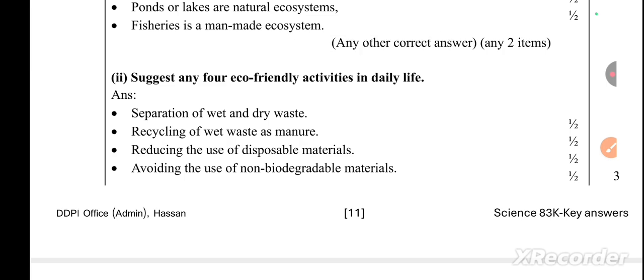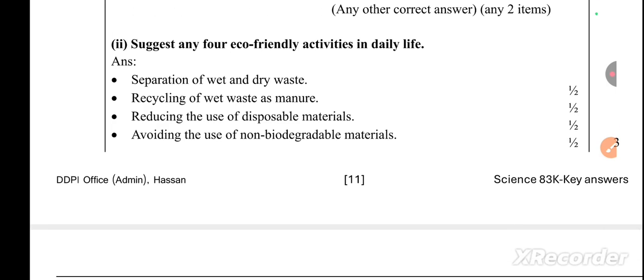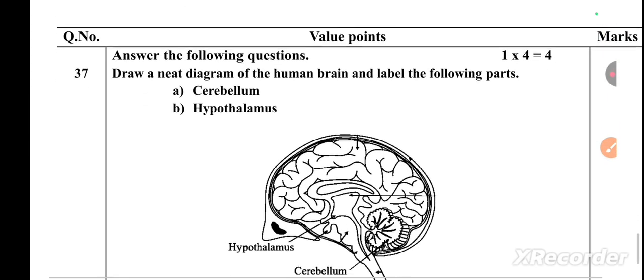Then second one, suggest any four eco-friendly activities in daily life. Separation of wet and dry waste, recycling of wet waste as manure, reducing the use of disposable materials, avoiding the use of non-biodegradable substances.